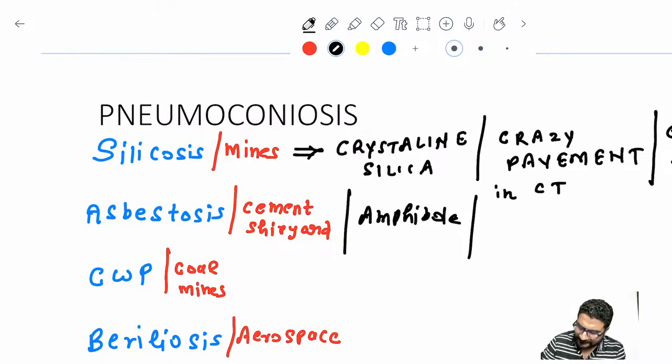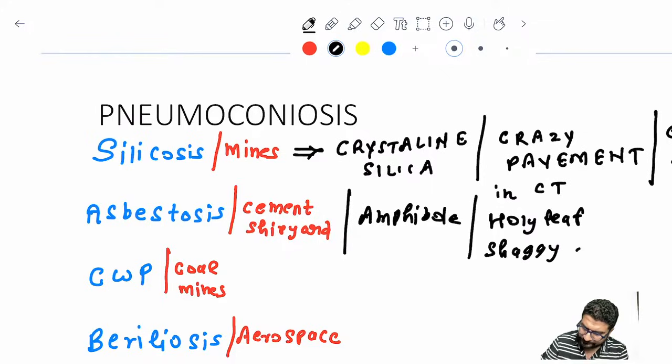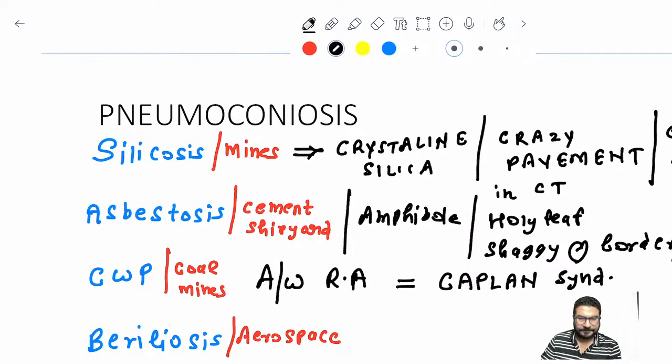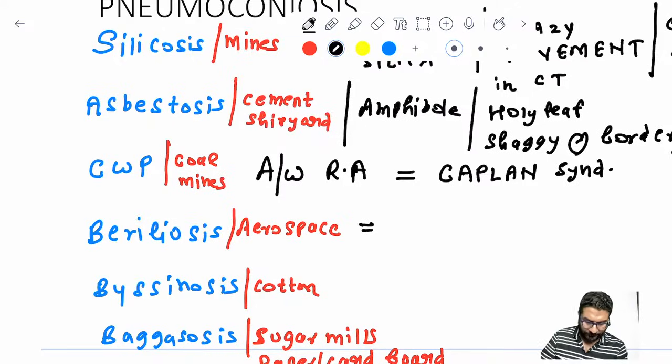In asbestosis you will see on X-ray the holly leaf sign, then shaggy heart border. So these are the findings which we see in X-ray. In coal worker pneumoconiosis, remember it is associated with rheumatoid arthritis. When it is associated with rheumatoid arthritis, we call this Caplan syndrome. Berylliosis, understand, for this we do the beryllium lymphocyte proliferation test.